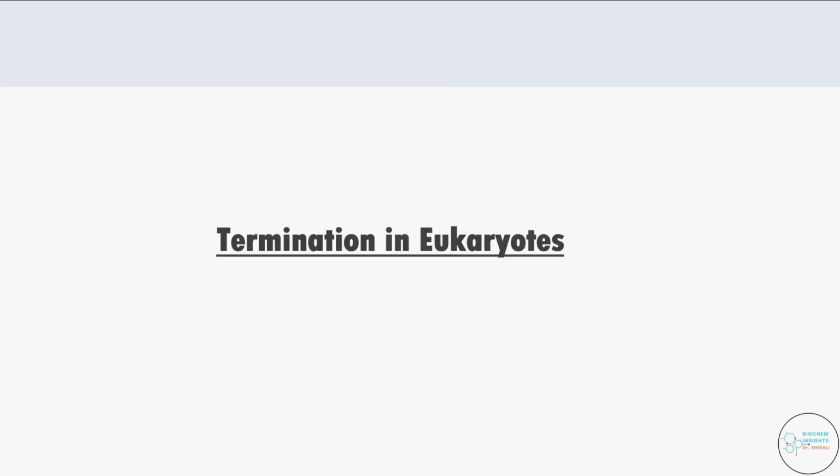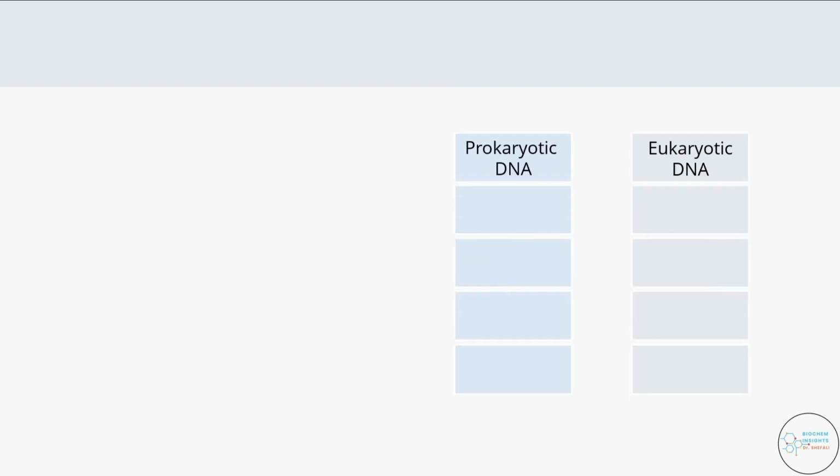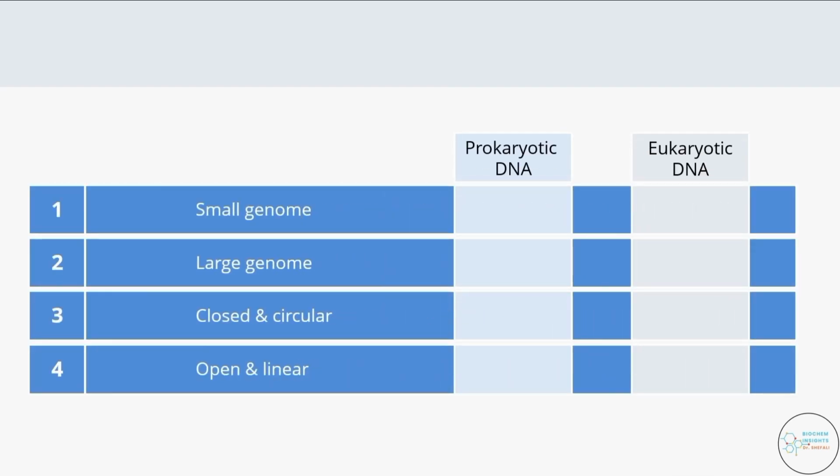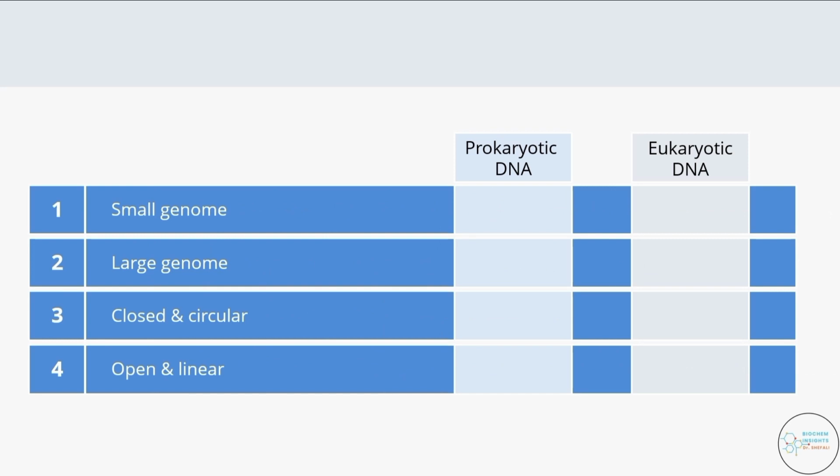Now, what about termination in eukaryotes? The termination in eukaryotes is different from prokaryotes because of two differences in their genome. First, the prokaryotic genome is smaller, and the eukaryotic genome is larger. Prokaryotic genome is closed and circular, whereas eukaryotic genome is open and linear.